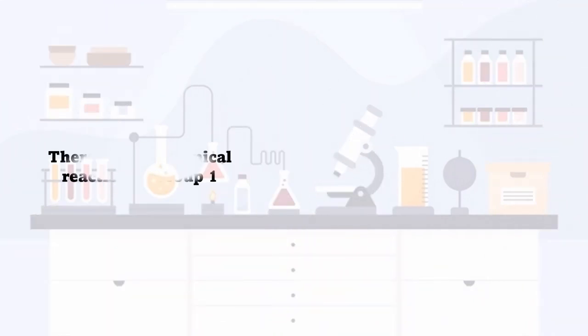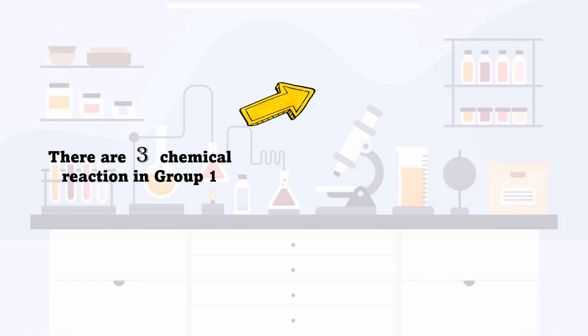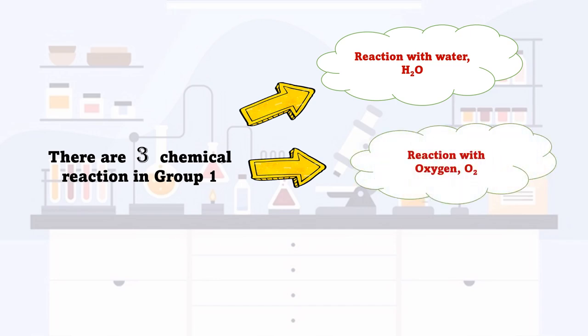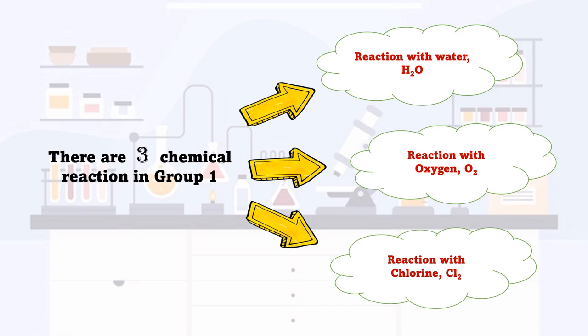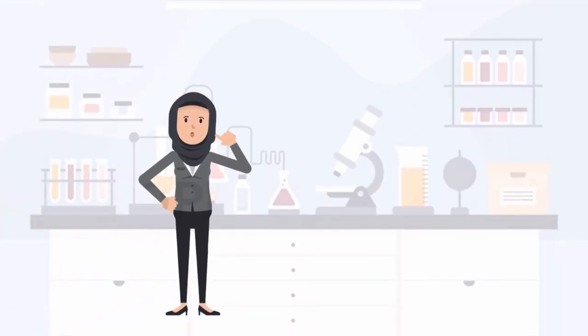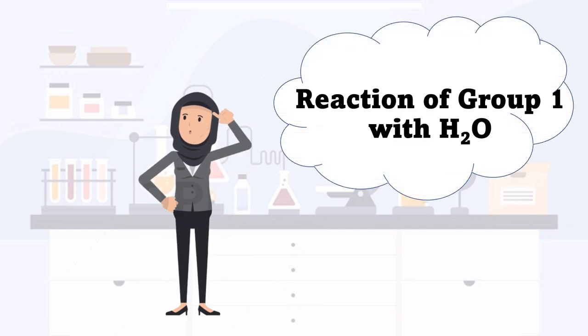In group 1, there are three main chemical reactions that occur, which are first, the reaction between group 1 with water, second, the reaction between group 1 with oxygen, and third, the reaction between group 1 with chlorine. Without further ado, let us see what is happening in the reaction of group 1 with water.